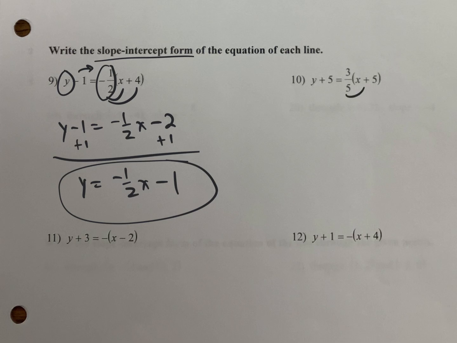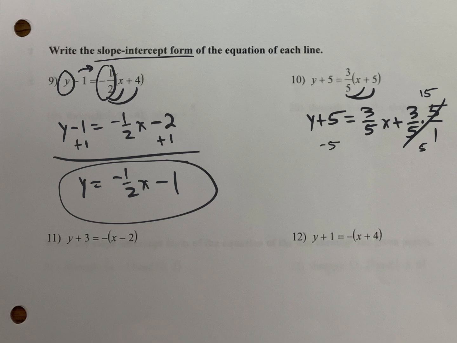So on number 10, distribute again. Y plus 5 equals 3/5 x. And I'm going to write this so you can see it. 3/5 times 5 over 1. The 5's reduce out. Or you could have just multiplied. That's 15 over 5, which is still just 3. Okay. And then we're going to subtract 5 from the 3. So y equals 3/5 x. And this was plus 3 here. If we subtract 5 from it, we get minus 2.